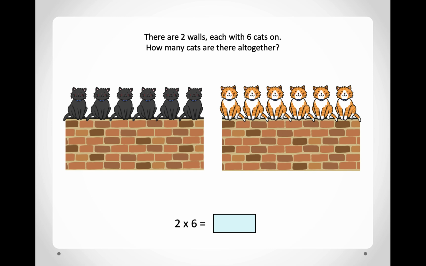In this example, there are 2 walls and each has 6 cats on it. How many cats are there all together? So, because there are 2 walls, we will say 2, and there are 6 cats on each wall, so we will say times 6. And now we need to find the answer. Okay, so let's see. 1, 2, 3, 4, 5, 6. Or if we count in twos, we could go 2, 4, 6, 8, 10, 12. And the answer is 12.